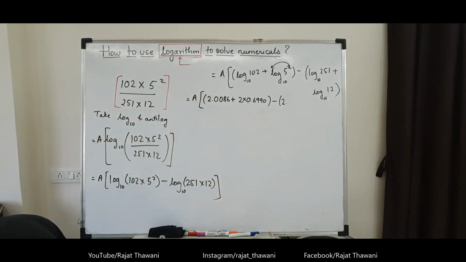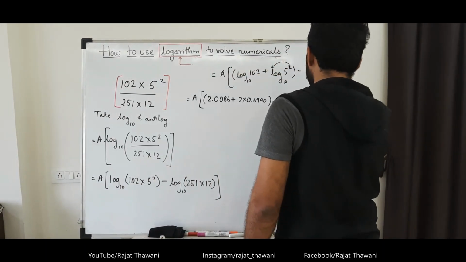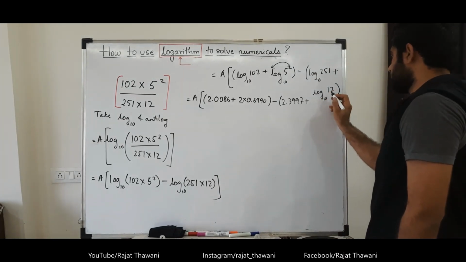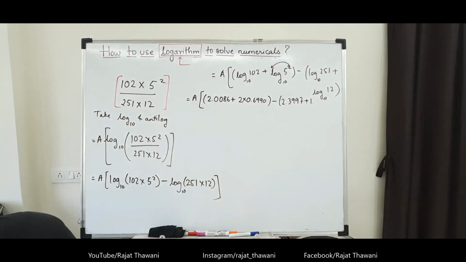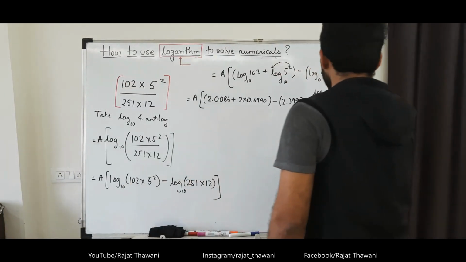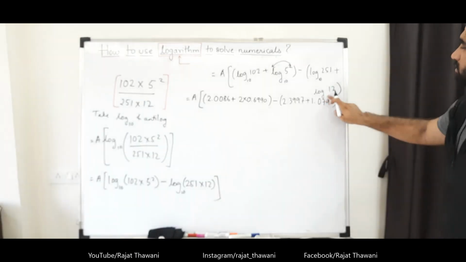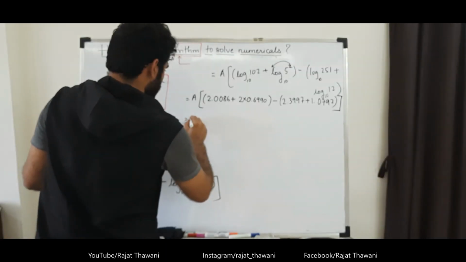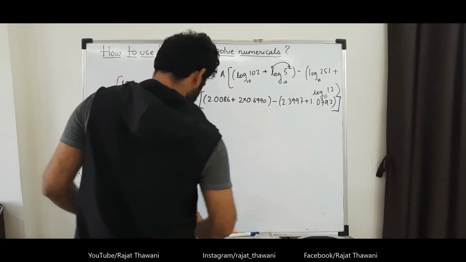Let's see log of 251: 3997. Plus 12's log, that is again 2 digits, 2 minus 1, 1 point. For 12 it means 0792. I'm sorry, here there might be some confusion, so please be careful about it. So first we need to multiply, let's multiply.